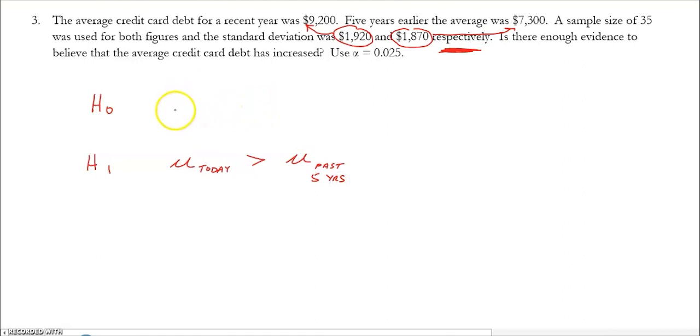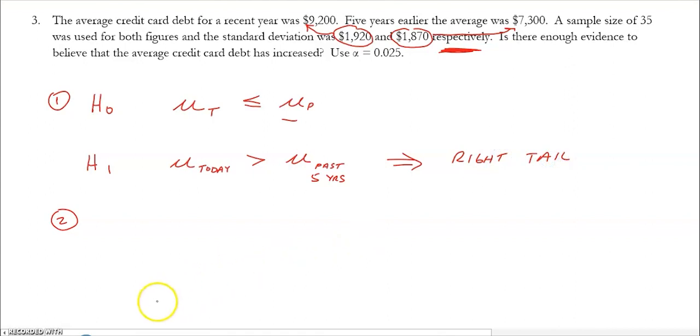And that would mean that our null hypothesis is less than or equal to, and I'm just going to put today, and we'll say the past for the subscript for this mean up here. Second, so that's our first step. Second is to determine the critical values, and once again, you see this is pointing to the right. So this is a right tail. So we're going to draw our normal curve, the tail on the right-hand side.